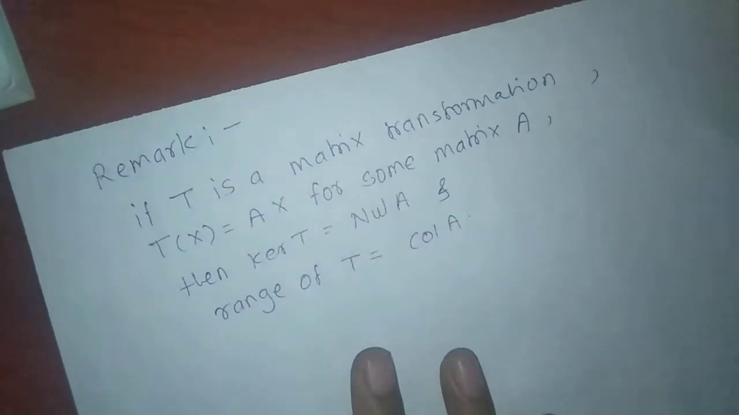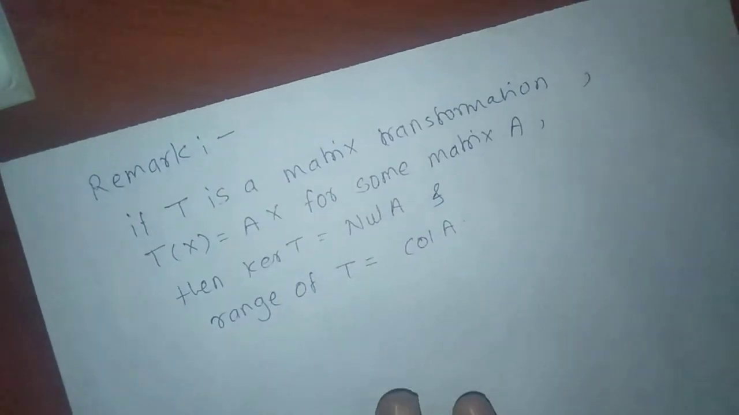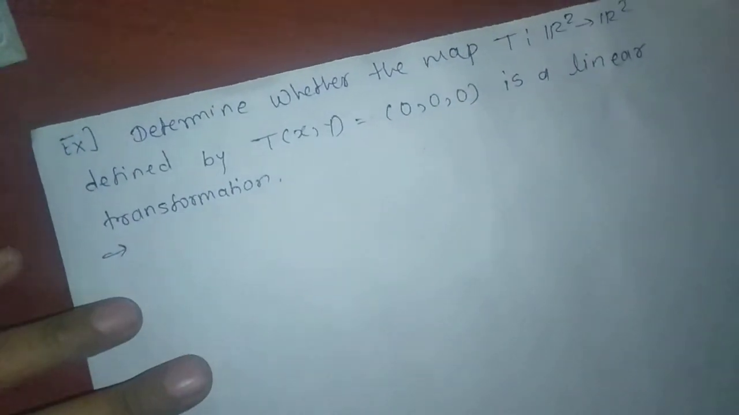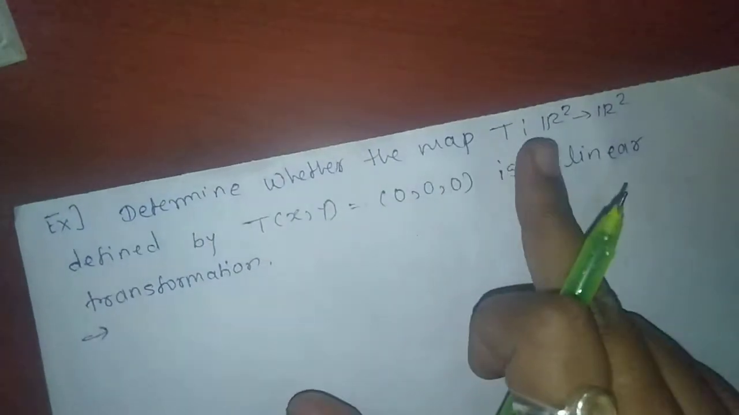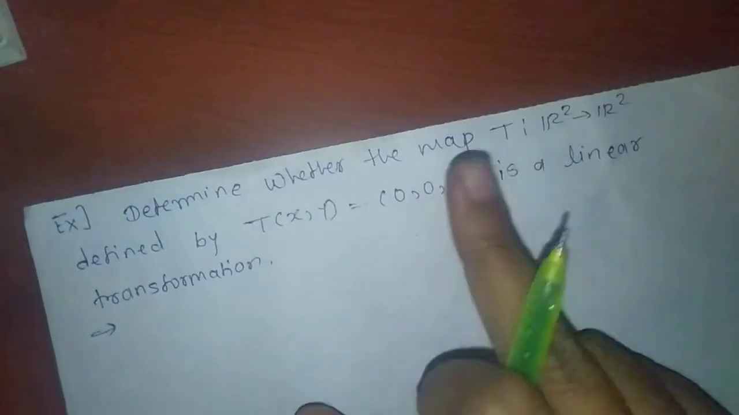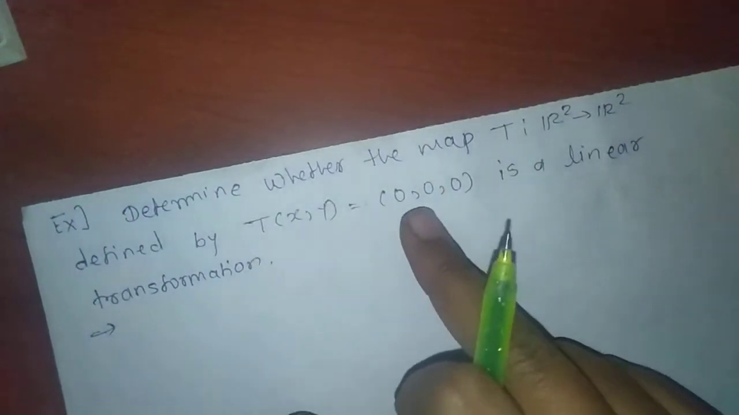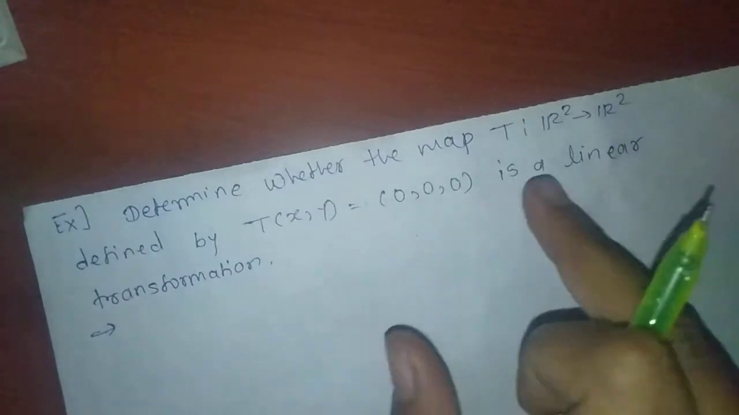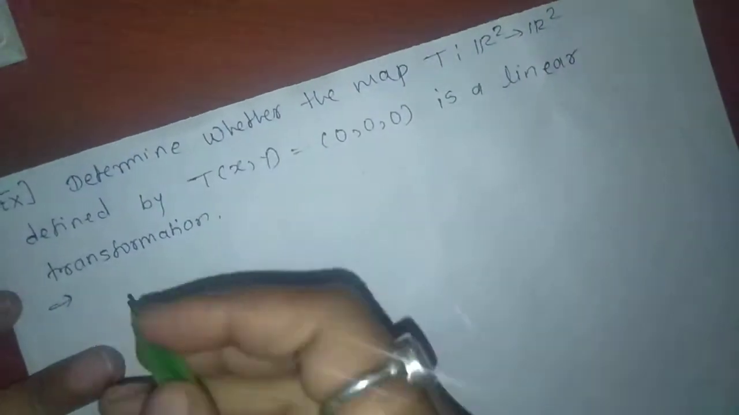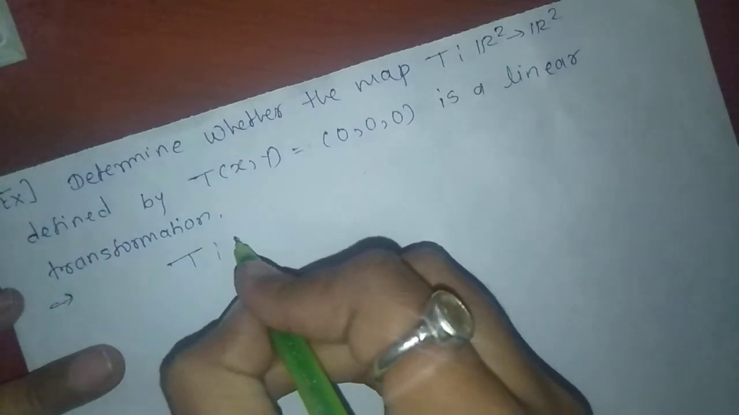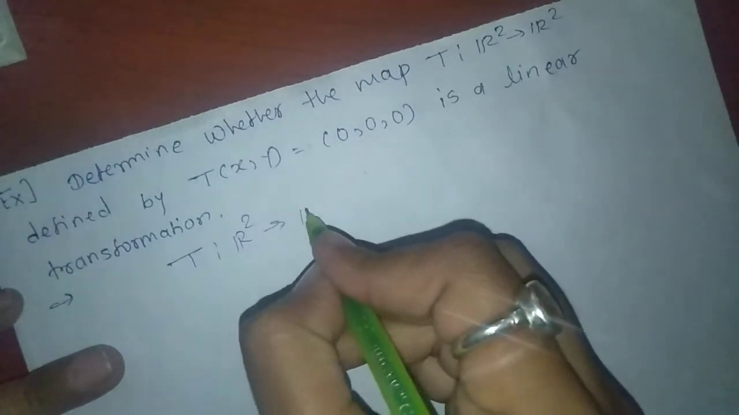Next, some examples of linear transformation. First example, determine whether the map T mapping R2 to R2 defined by T of xy equal to 0, 0, 0 is a linear transformation. Given T mapping R2 to R2.